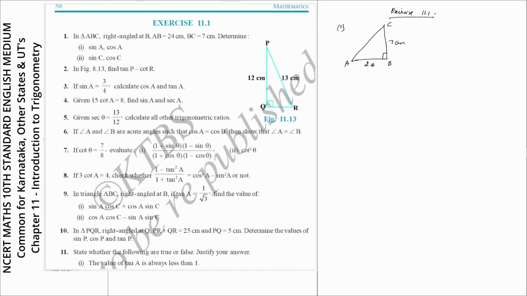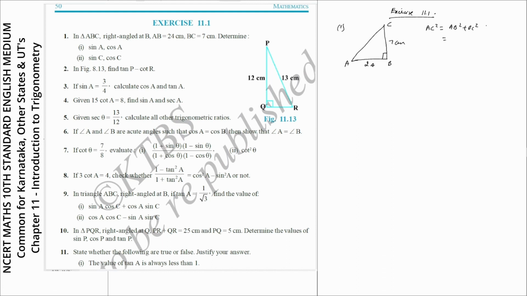Exercise 11.1, question number 1. In triangle ABC, right angle at B, AB is equal to 24 cm, BC is equal to 7 cm. Determine sin A, cos A, sin C and cos C. Before finding that, we should find the length of AC. According to Pythagoras theorem, AC square is equal to AB square plus BC square.